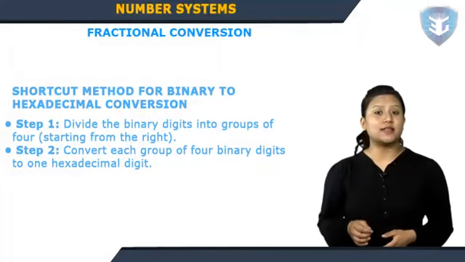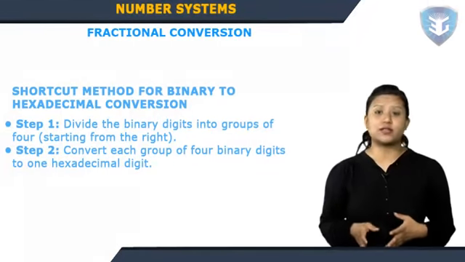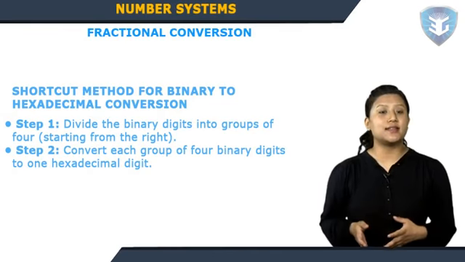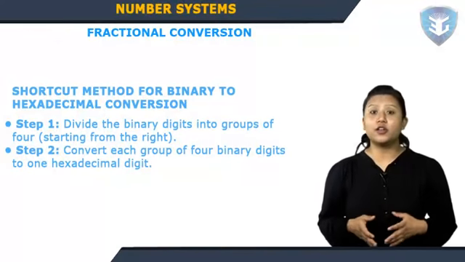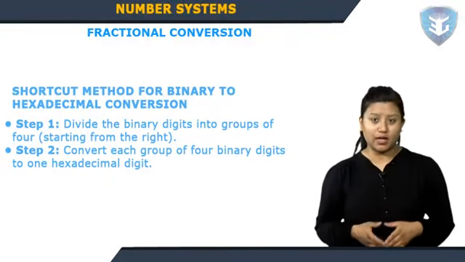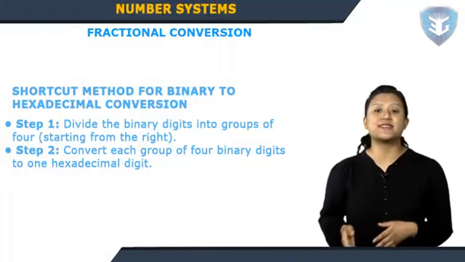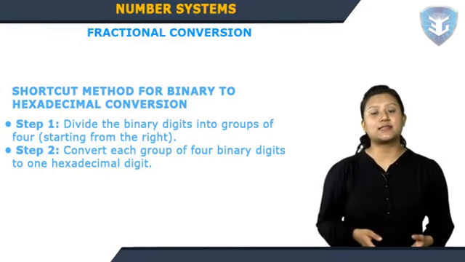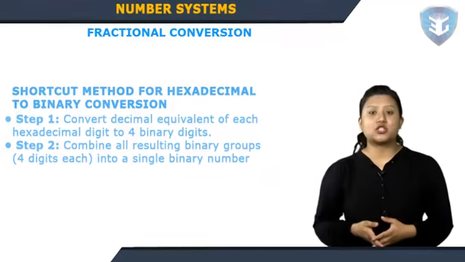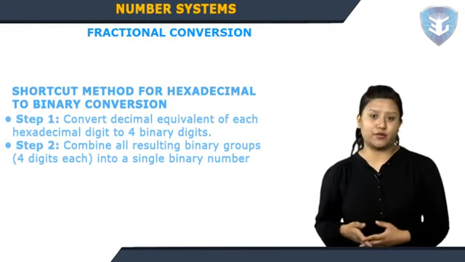Remember that hexadecimal digits 0 to 9 are equal to decimal digits 0 to 9 and hexadecimal digits A to F are equal to decimal values 10 to 15. Hence, for this step, you use binary to decimal conversion procedure and represent decimal values 10 to 15 as hexadecimal A to F.